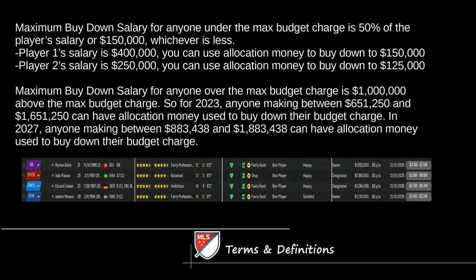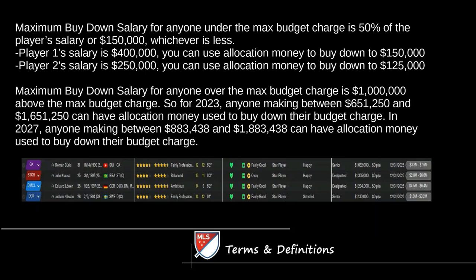Now, this is where it gets really interesting. The maximum buy-down salary for anyone that is over the max budget charge. Remember, the max budget charge, once again, per player is $651,250. Okay? The max salary you can offer for a senior player is $1 million over. And that's why it says here, that's a very important rule to note.